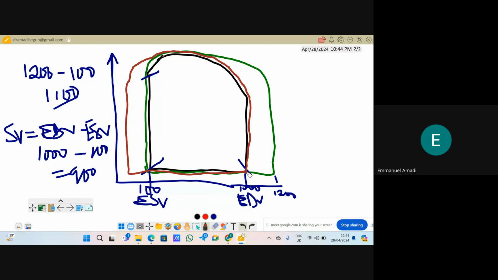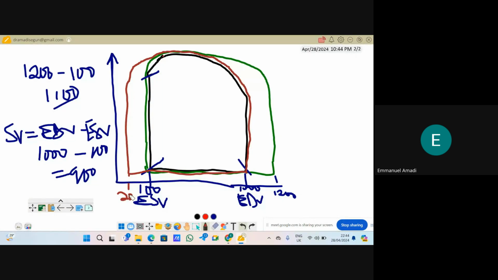If you look at the end diastolic volume for the black and the brown, it is the same thing, 1000. But look at the end systolic volume. The end systolic volume for the brown line decreases markedly. This should be around, let's say, 20. Instead of 100, this is 20.